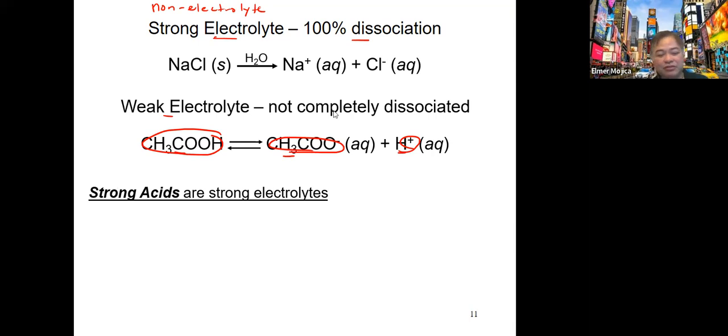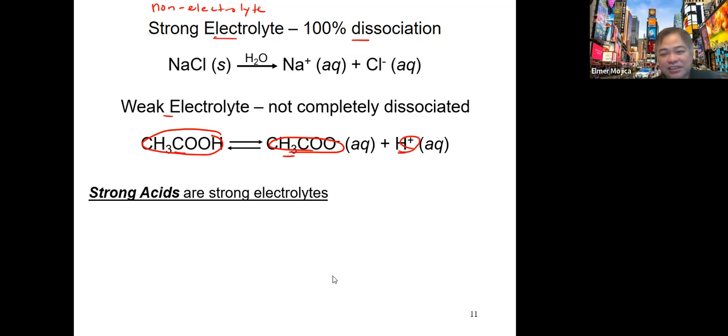Okay. Now, you need to know which are the strong acids and strong bases. That's all that you need to know, because if they're not listed as strong acid or strong base, they can be considered weak acids or weak bases. And later on, you will know why you need to know by heart which are the strong acids and which are the strong bases.